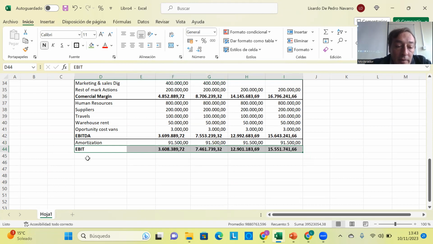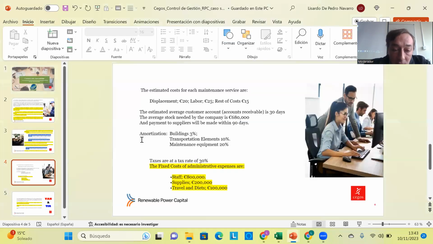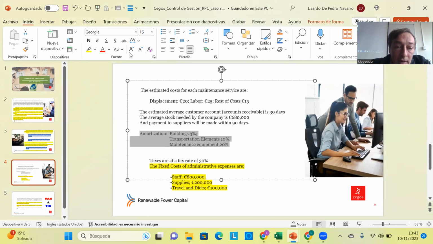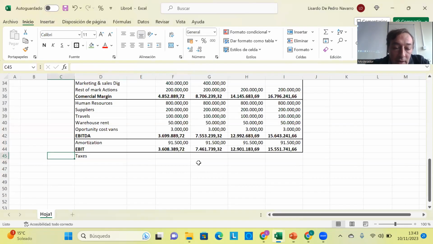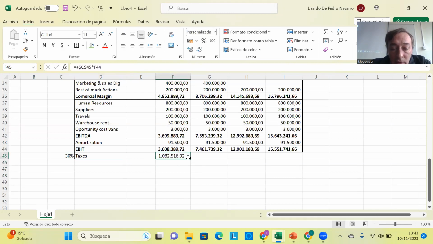The next one is going to be the taxes. In the case, it says that the tax rate is 30%. So tax rate is 30%, and you are going to multiply 30% by the profit, the EBIT of each year. So we are going to copy that one.